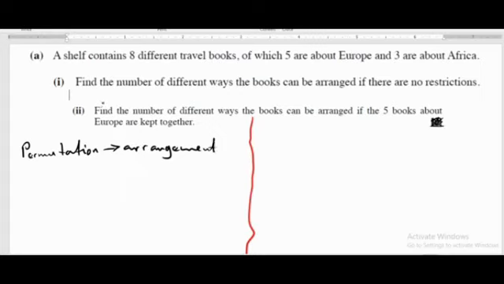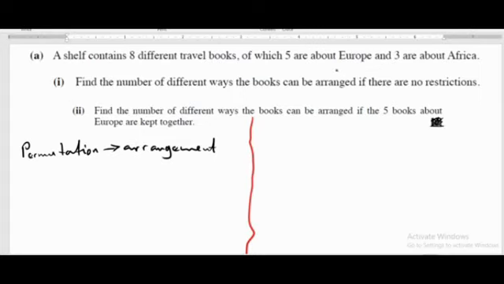Okay, so let's go to the question again. A shelf contains eight different travel books, of which five are about Europe and three are about Africa. Find the number of different ways the books can be arranged if there are no restrictions.